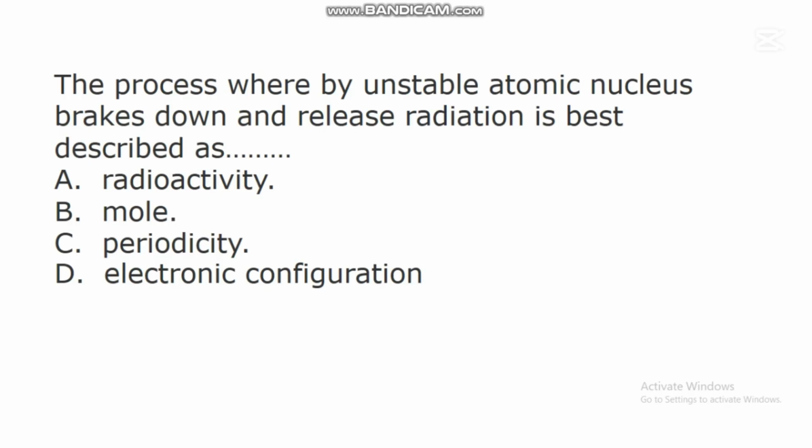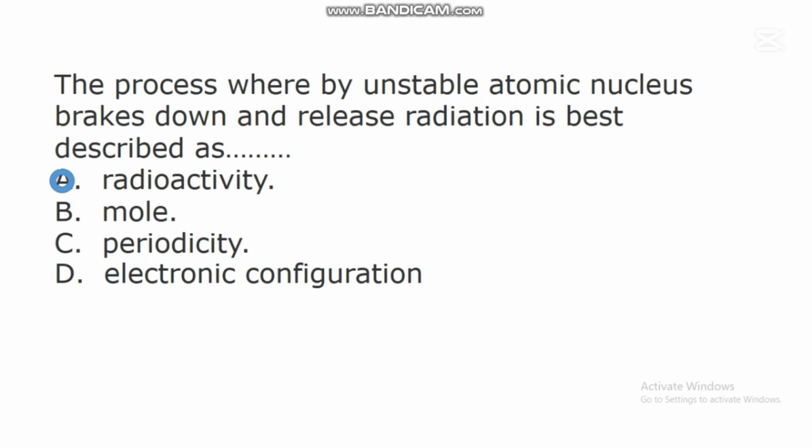The first question we have here says, the process whereby unstable atomic nucleus breaks down and releases radiation is best described as dash. A. Radioactivity. B. Mole. C. Periodicity. D. Electronic configuration. In this question, the correct answer is A. Radioactivity.